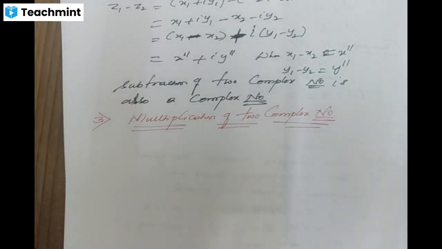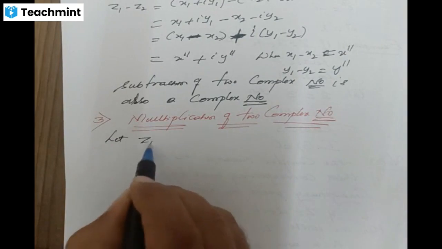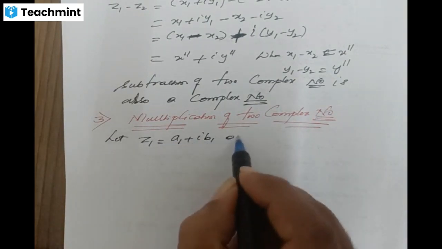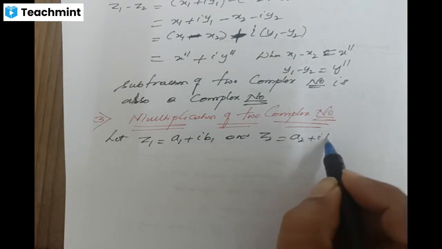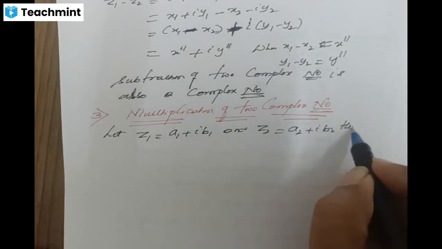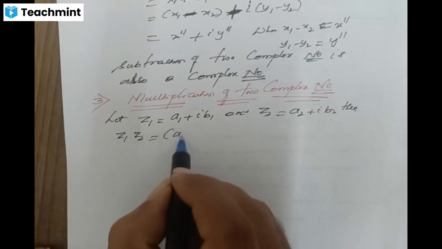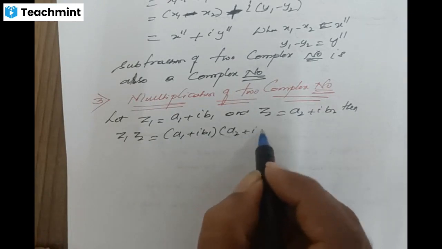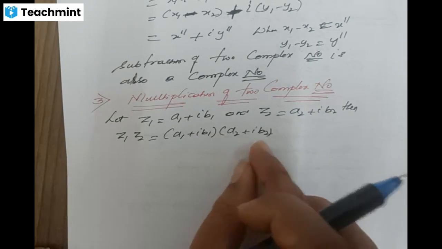Multiplication of two complex numbers. Let z1 is equal to a1 plus i b1 and z2 is equal to a2 plus i b2. Then z1 into z2, the product. What is that? a1 plus i b1 times a2 plus i b2. Just multiply a1 with a2 plus i b2.